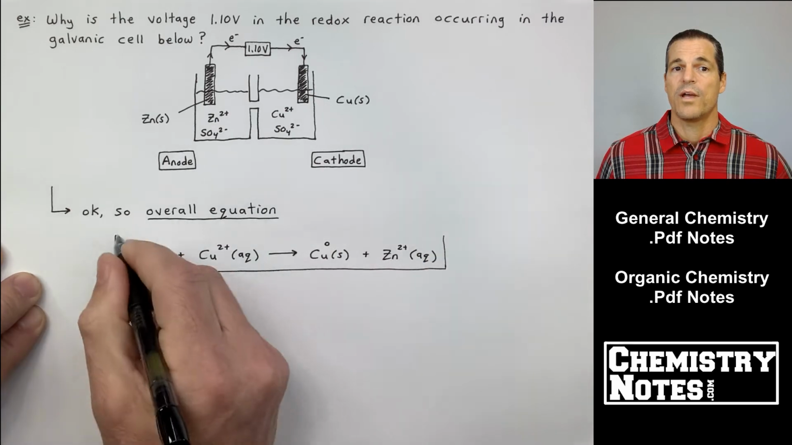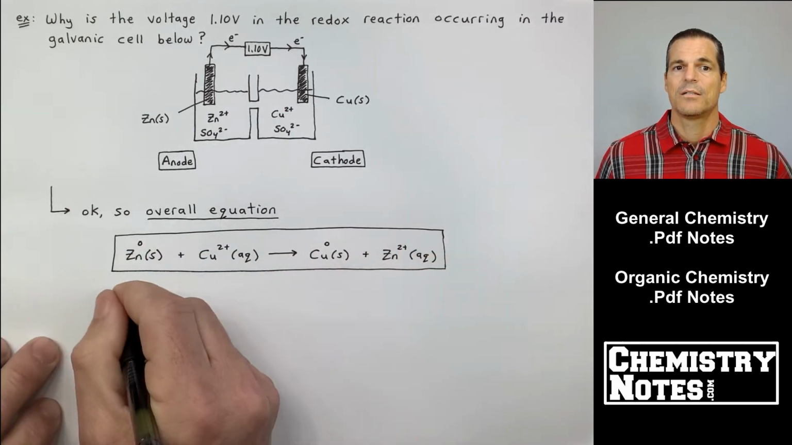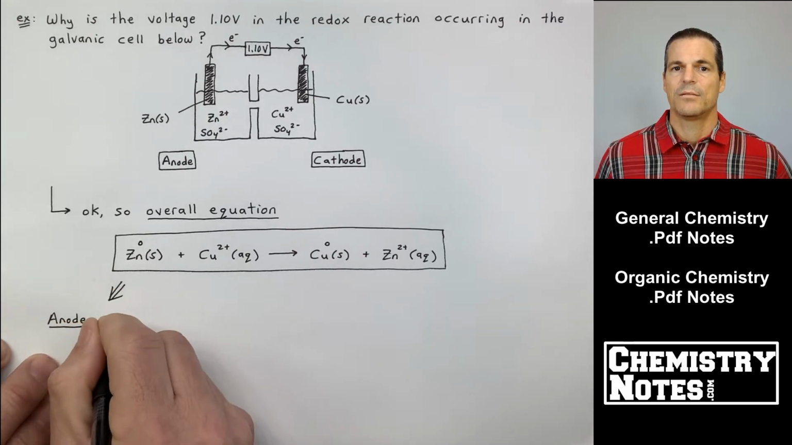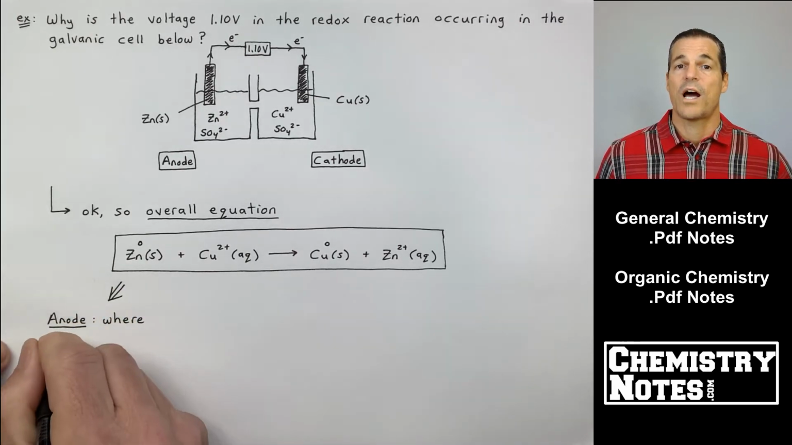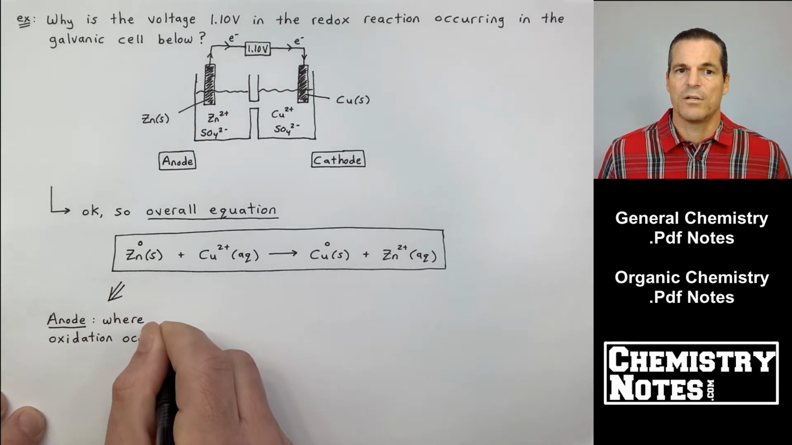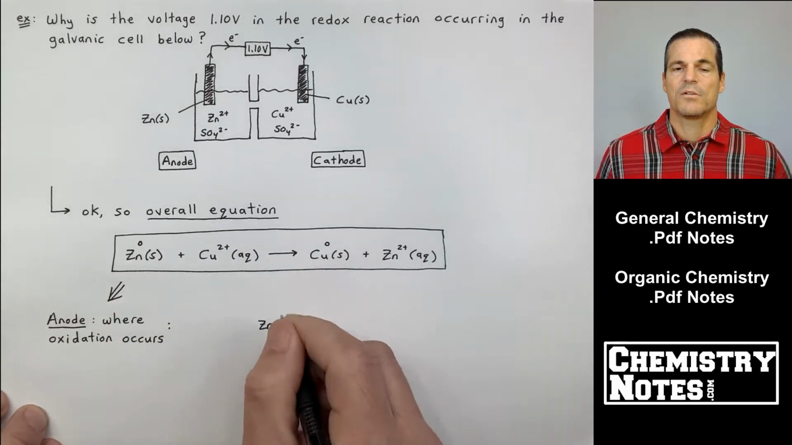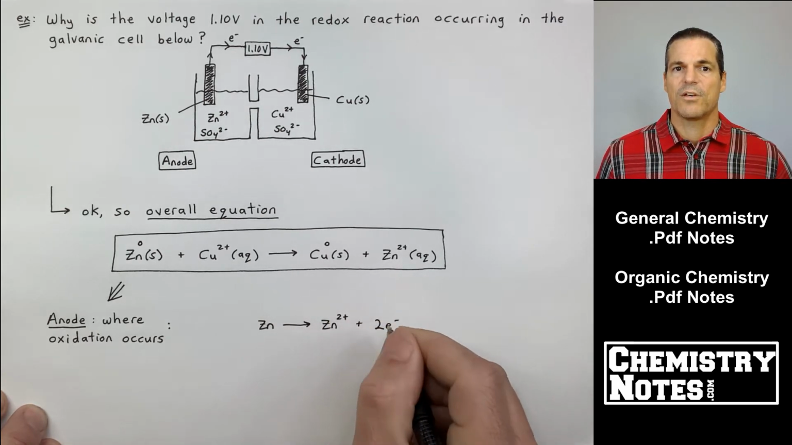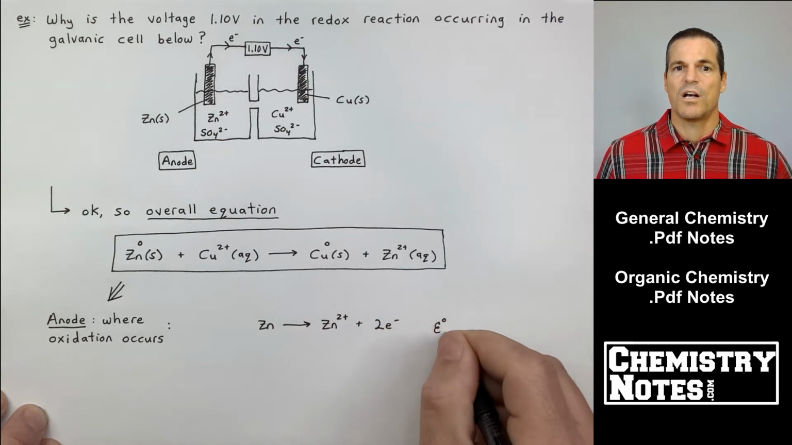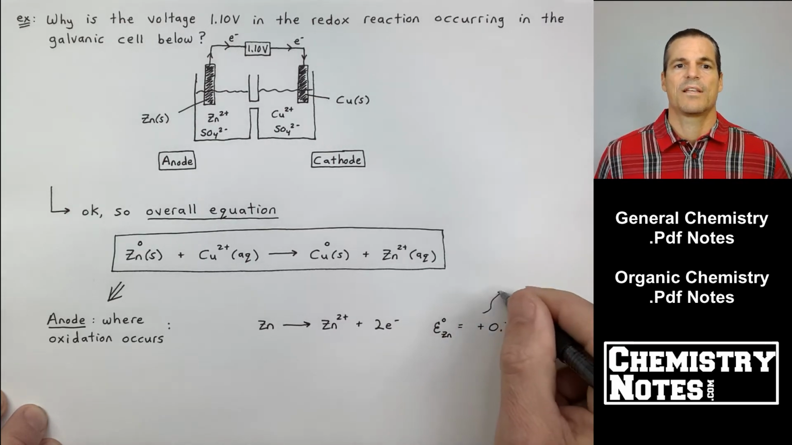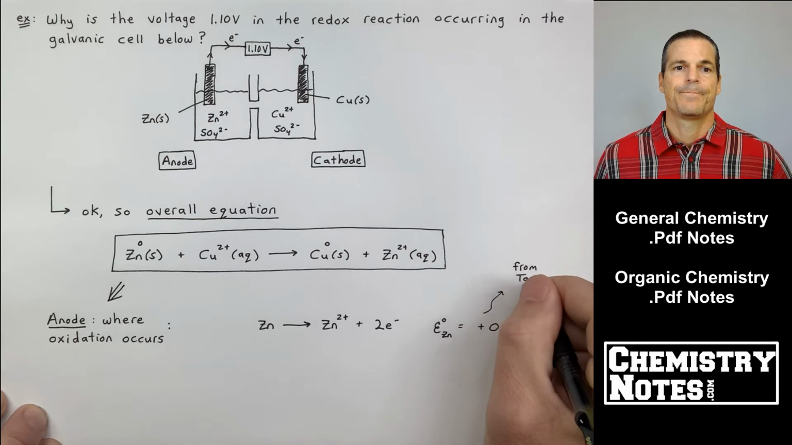So the overall equation becomes zinc solid plus Cu2+ yields copper solid plus zinc 2+. How did I get that? Well, oxidation occurs in the anode, so zinc has to go to zinc 2+, oil. And then in the cathode, copper 2+ and copper solid, well, the cathode is where reduction occurs, rig, so I have to get my other half reaction that way.